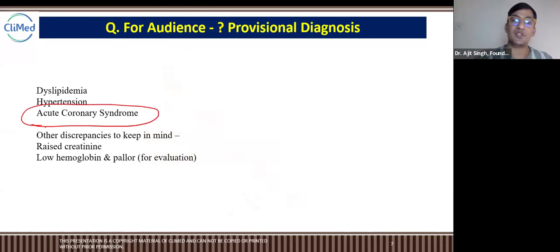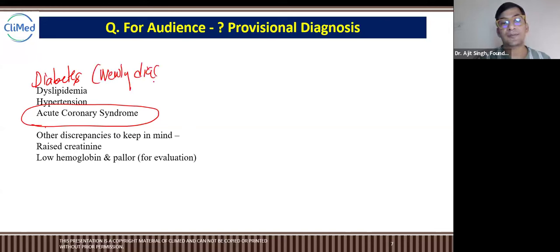And what have we missed here, guys? Why CVA? How can it be CVA? Not at all. ACS. Yes. So keep it in mind, we have missed diabetes, newly diagnosed. He was not on diabetic medications. He was not diabetic before, but we have newly diagnosed diabetes.